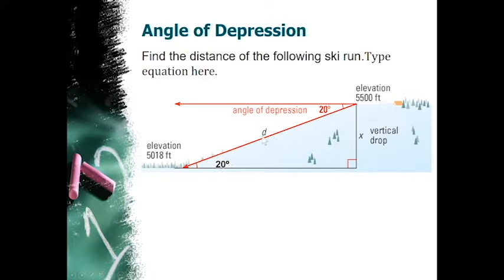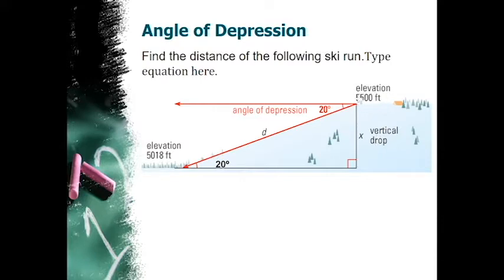Now we have two other sides here that look like they're pretty important. The D is the distance of the run of the slope, which is what we want to find. So we're probably safe leaving that as a variable for right now. The X is the vertical drop. Now that vertical drop is probably something that we need. We don't want to have two different variables in our problem, so we need to look for some other information that might help us to find that vertical drop.